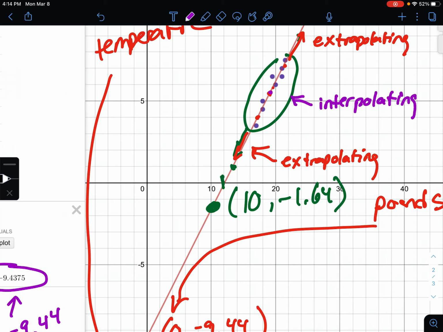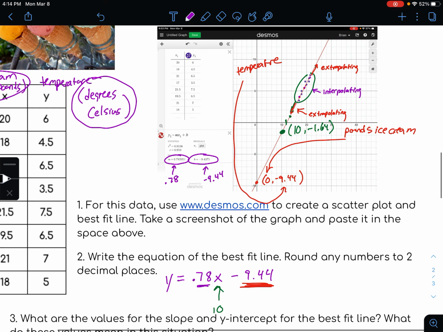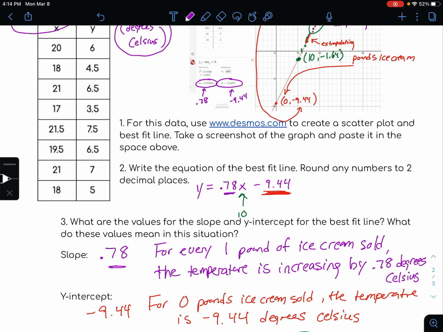Big words. And when you are interpolating, you're probably going to be a little bit more confident with your predictions. When you're extrapolating, you have to be careful. Maybe you're pretty confident, or maybe it doesn't make as much sense when you get pretty far outside the scatter plot points. So just wanted to bring up those couple terms because they do come up sometimes in our vocabulary in this unit.